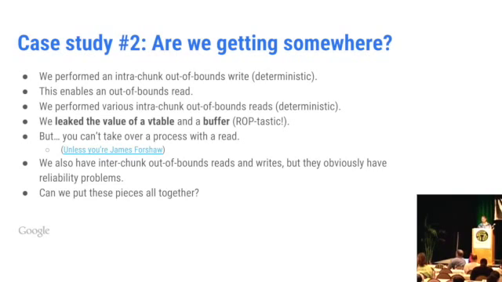What other primitives do we have? Well, we know we can cross heap chunks and do cross heap chunk out of bounds reads and writes, but we've kind of written those off as not being reliable because we're really going to insist on 100% reliability here. So those are all the primitives we have. Are we at a dead end, or can we put all these pieces together?